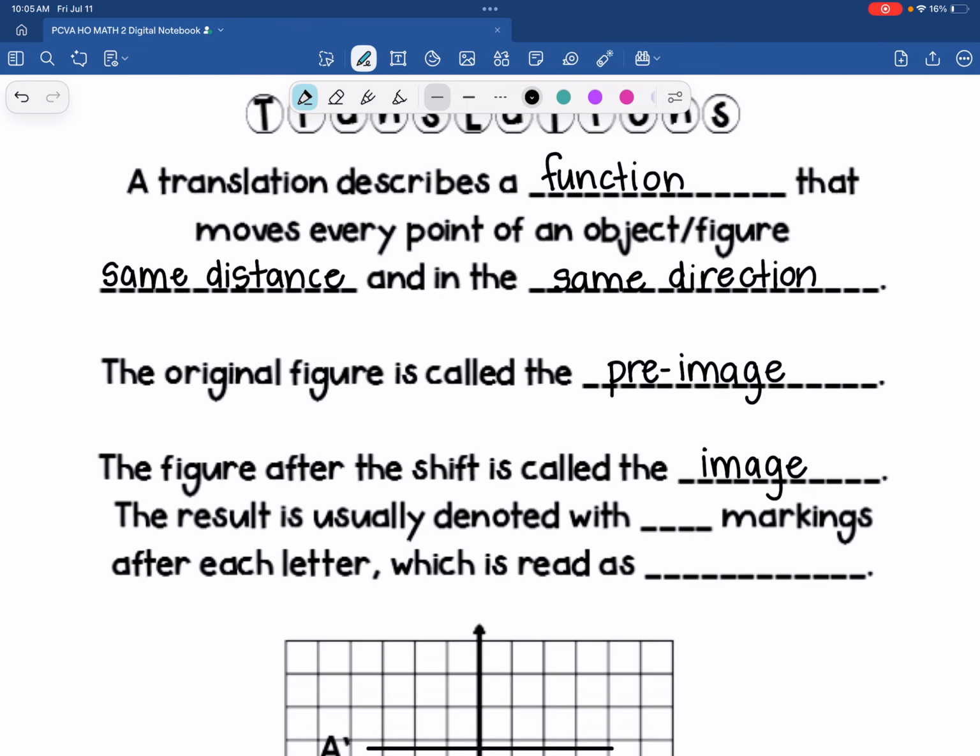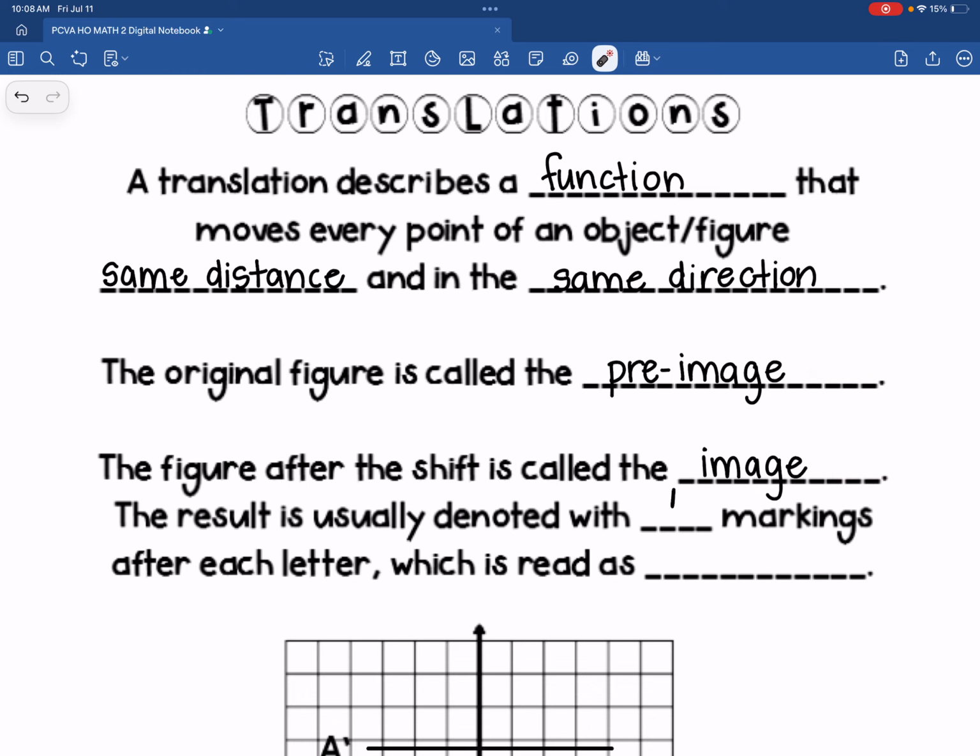The result is usually denoted with a marking. Now that marking is very simple. It just looks like an apostrophe. So if they say the pre-image is A, B, and C, which would be something like a rectangle, they would say the image is A apostrophe, B apostrophe, C apostrophe.